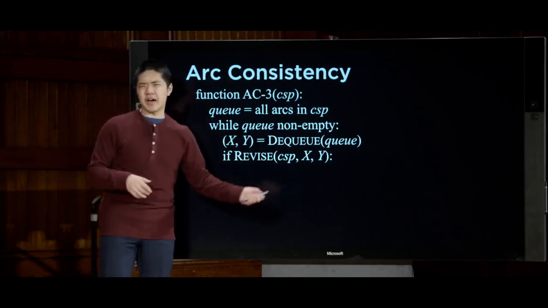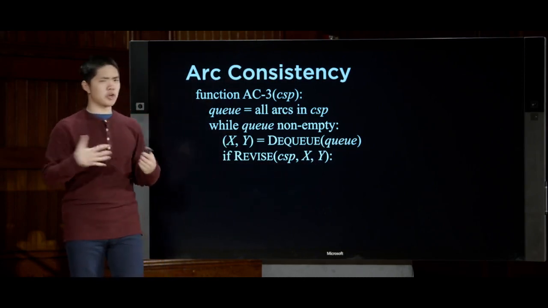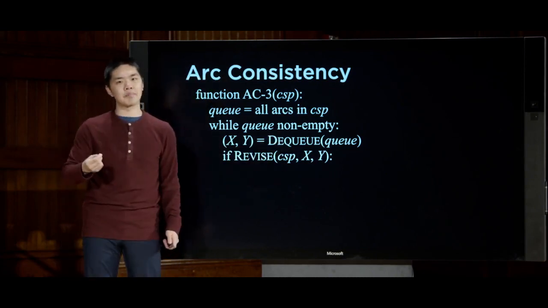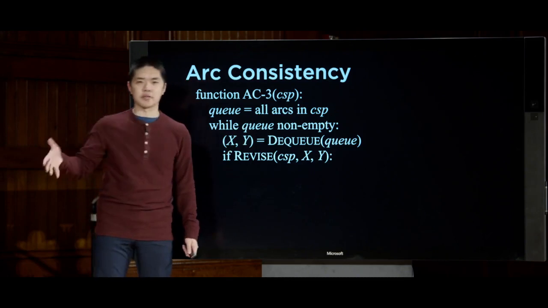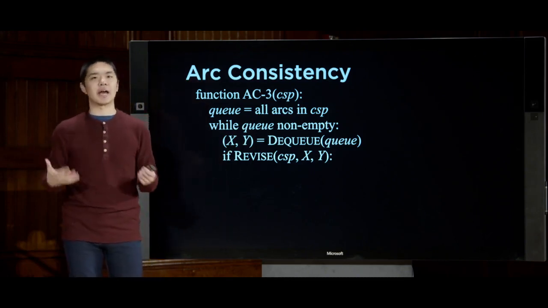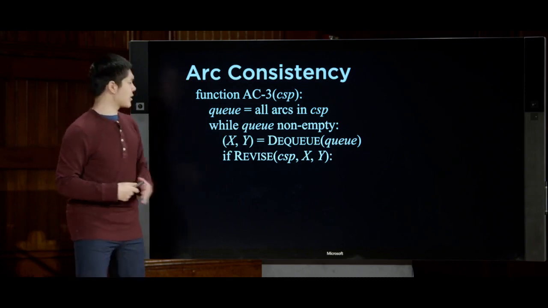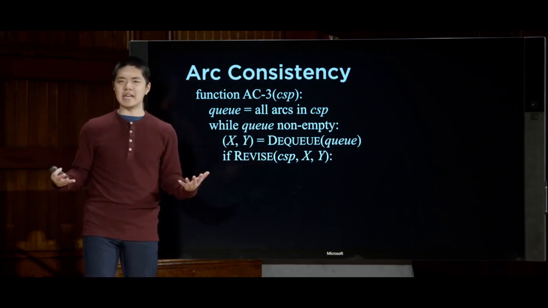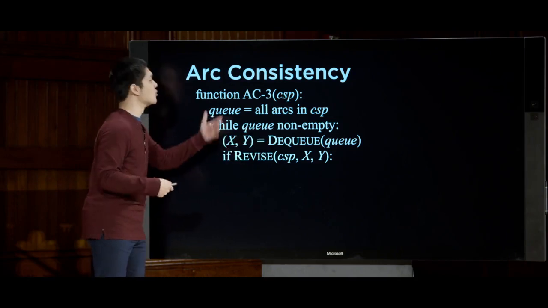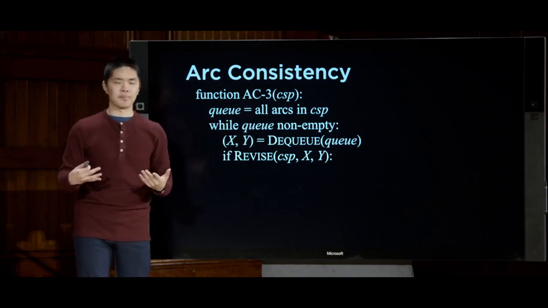And recall, what does revise return? It returns true if we actually made a change, if we removed something from x's domain because there wasn't an available option for y, for example. And it returns false if we didn't make any change to x's domain at all. If revise returns false, then there's not a whole lot more work to be done for this arc. We can just move ahead to the next arc in the queue.